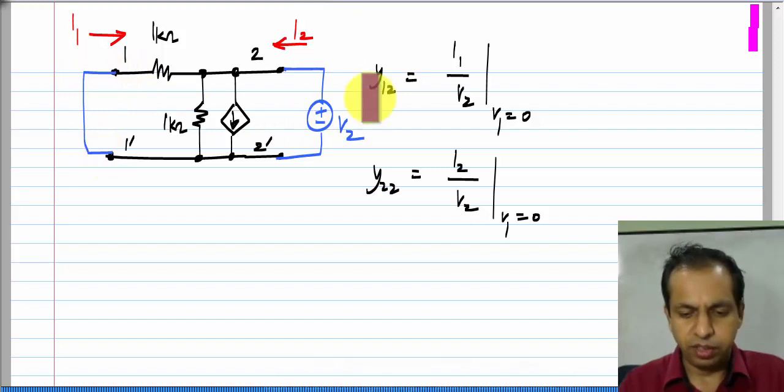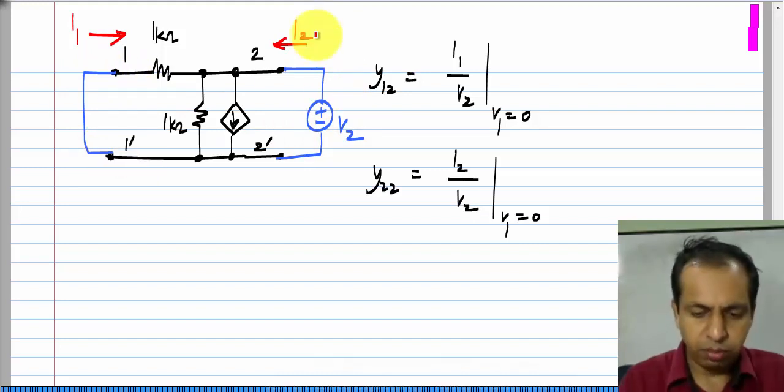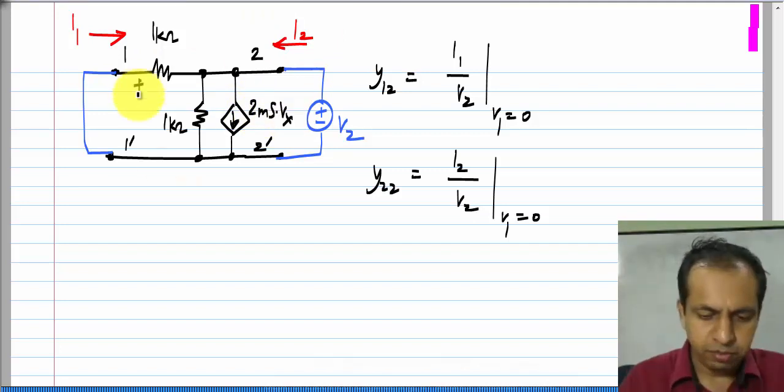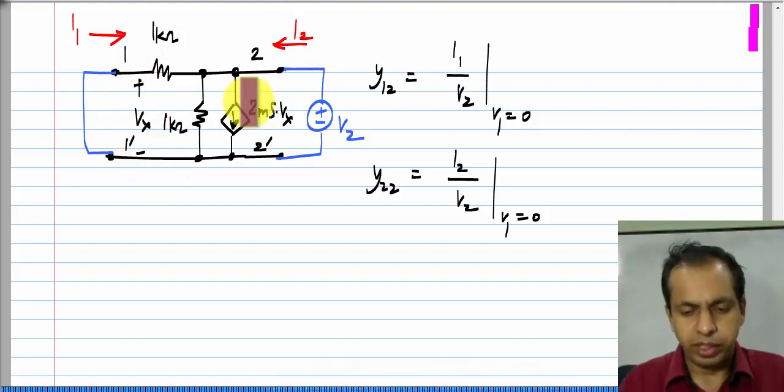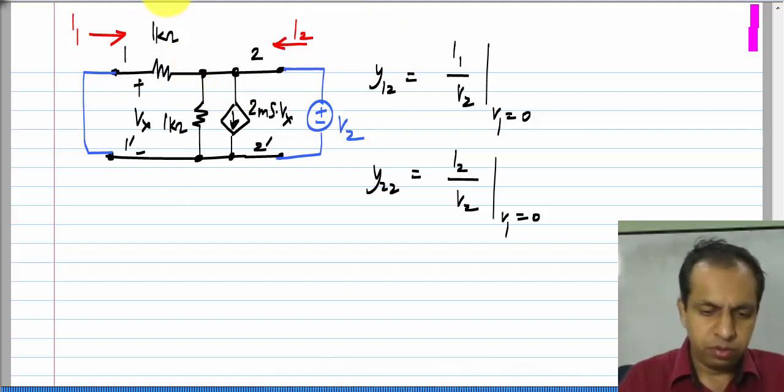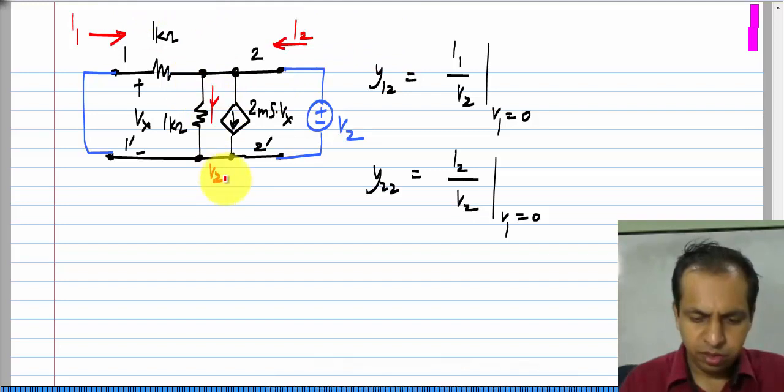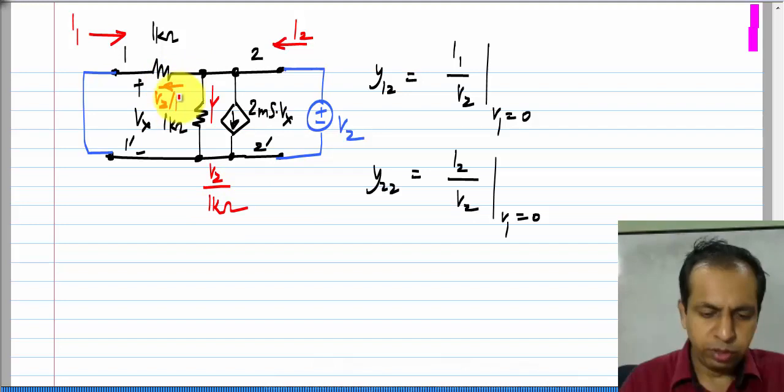Now, I have shorted this here because this is shorted. By the way, this control source is 2 millisiemens times Vx, where this is Vx, and with port 1 shorted, Vx equals 0. Okay. So, this current source here will be 0, it is out of the picture. Now, it is clear that this V2 appears across this 1 kilo ohm as well as that 1 kilo ohm. Okay. So, we have a current V2 by 1 kilo ohm over there and a current V2 by 1 kilo ohm over there.